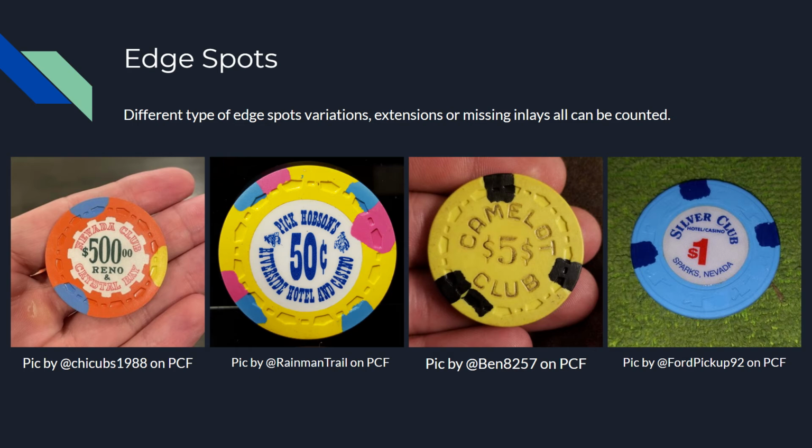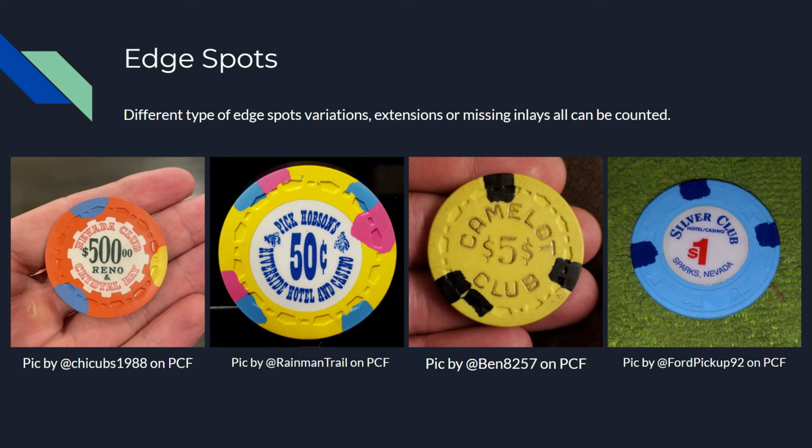Then we can talk about edge spots and different types of edge spot variations, where let's say one edge spot might be flip-flopped. There might be extensions, or even a missing inlay or missing edge spot on the side. In the first picture, the Nevada Club 500 is supposed to have 3 different tri-moon colors, and that one does have 2 blue tri-moons, which is obviously incorrect. In the next picture, the Pick Hobson's 50 center has 1 pink or fuchsia inlay that's extended, and in the 5 o'clock position there's only the blue edge spot where it should have a blue and a pink edge spot, so that's technically a double error on that one.